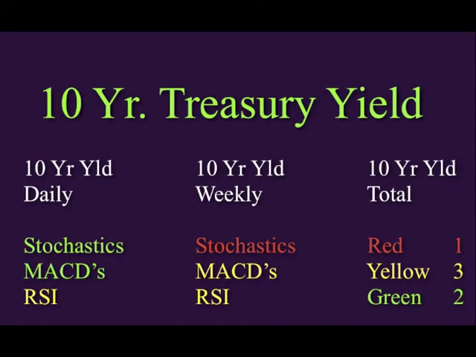And so summing things up for the 10-year Treasury yields, we analyzed daily charts and the weekly charts. On the daily charts, stochastics and the MACDs were positive. We gave those green marks. Relative strength index was neutral, so we gave that a yellow mark. On the weekly charts, we found stochastics were still negative and declining. Gave that a red mark. MACDs and the relative strength index were neutral, so we gave those yellow marks. Overall, we had 1 red mark, 3 yellow marks, and 2 green marks for the 10-year Treasury yields. Now let's take a peek at the Dow Jones Industrial Average.